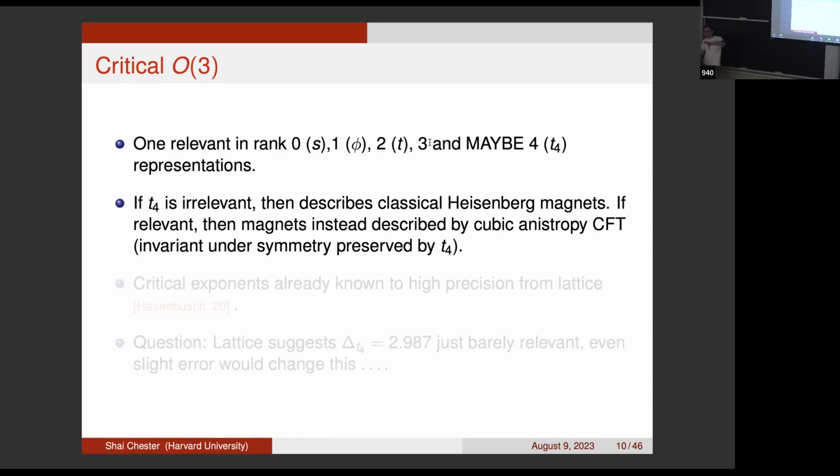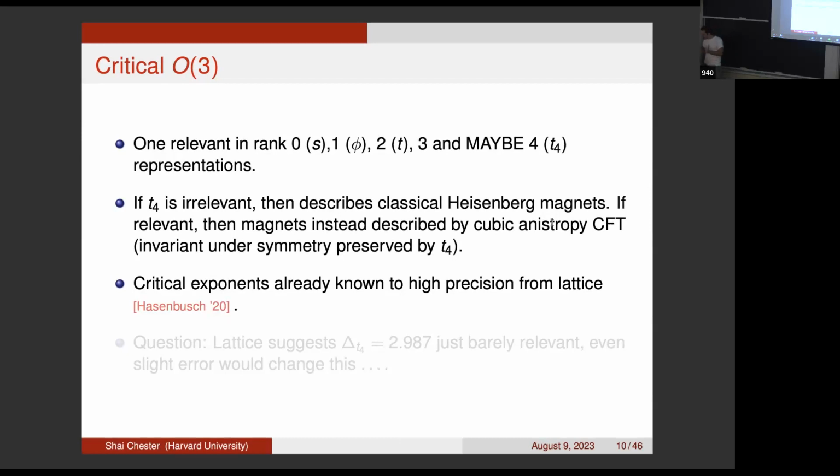The idea of a classical Heisenberg magnet is some kind of lattice where at each point you have something which can rotate in 3 spatial dimensions. That's why it has an O3 symmetry. On the other hand, if this operator is relevant, then you would naturally flow to a different theory, which would have a smaller symmetry group, because you would have to have the symmetries preserved by this rank 4 operator. In particular, that ends up being some kind of cubic symmetry group, which is a subgroup of O3. So basically, that would say that this O3 model is unstable to deformations to something called the cubic anisotropy CFT, which is close by. This was actually an interesting theoretical question for many years: is the O3 model stable or not?